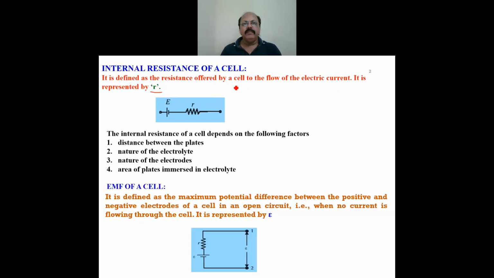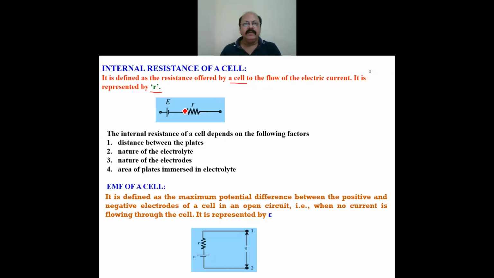Before explaining more about the internal resistance of a cell, I just want to remind your memory what is inside the cell. The cell consists of two electrodes, one positive and another negative, and in the vessel we take the electrolyte. So when the current passes through the cell, it offers a resistance to the flow of electric current, and that is known as internal resistance of a cell, which we generally represent by small r.